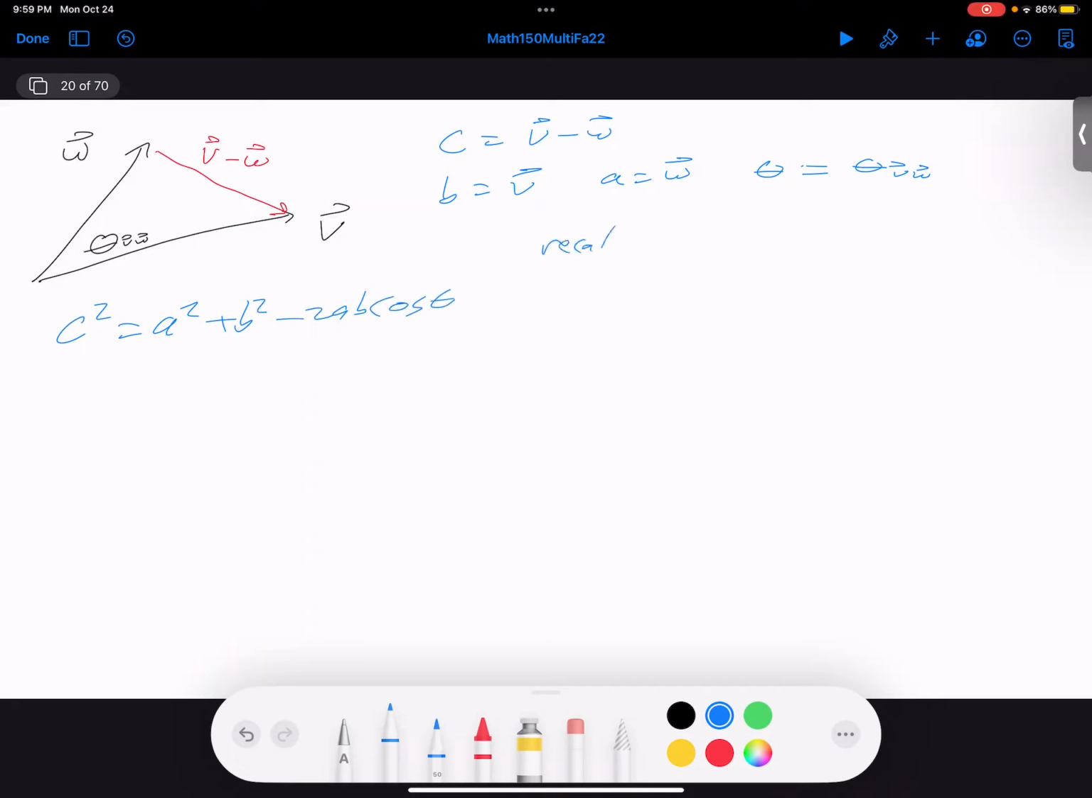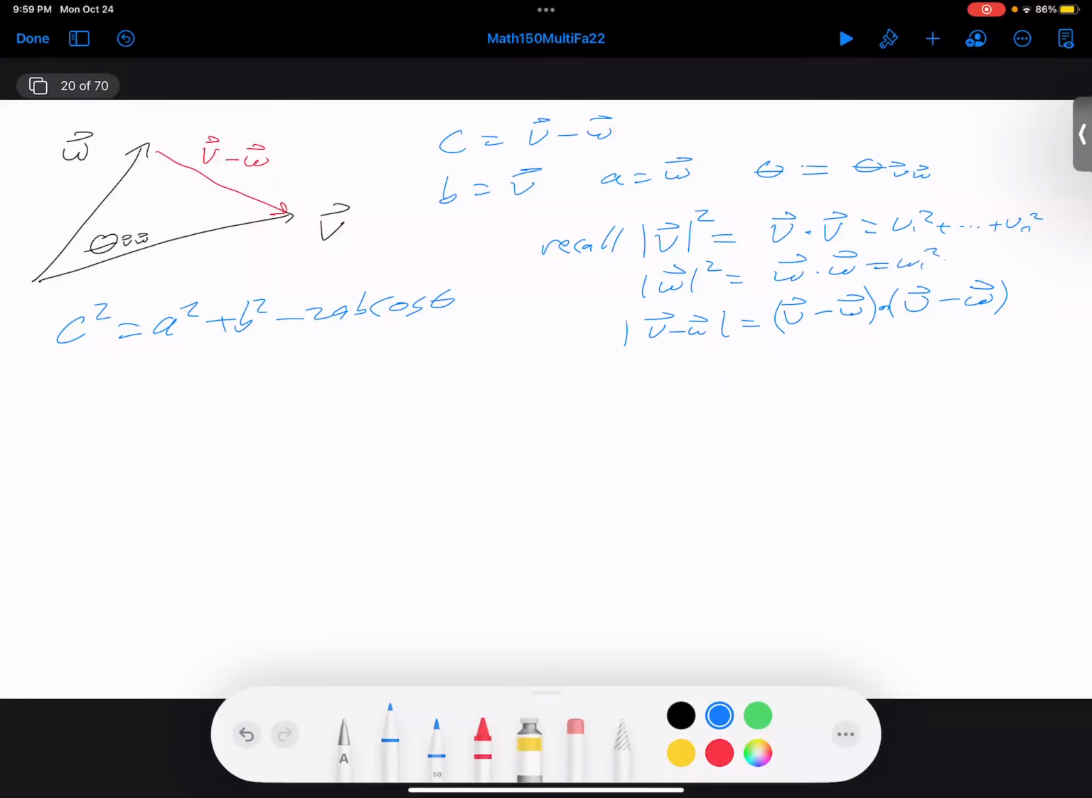And recall, the length of a vector v squared is v dot v. The length of w squared is w dot w. And the length of v minus w squared is v minus w dotted with v minus w. So we did this before. This is just v1 squared plus dot dot dot plus vn squared. This is w1 squared plus dot dot dot plus wn squared. So this is basically Pythagoras.